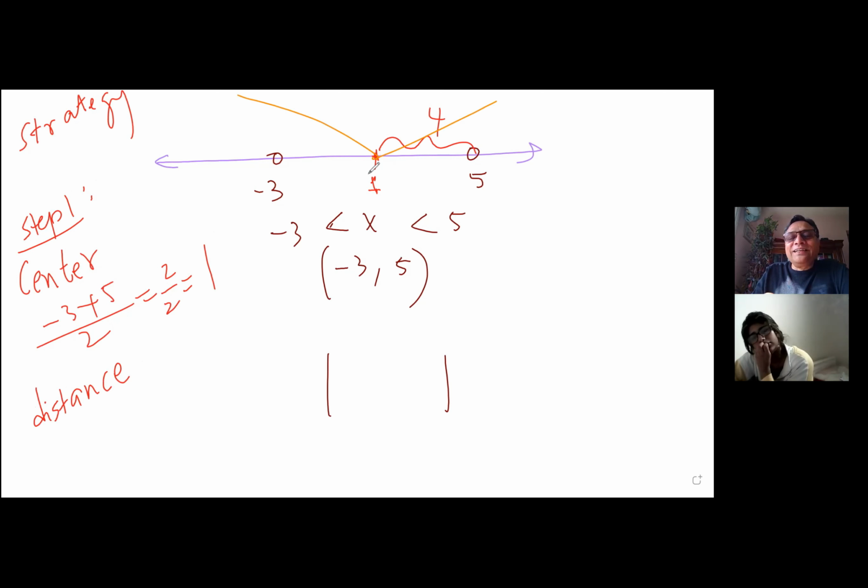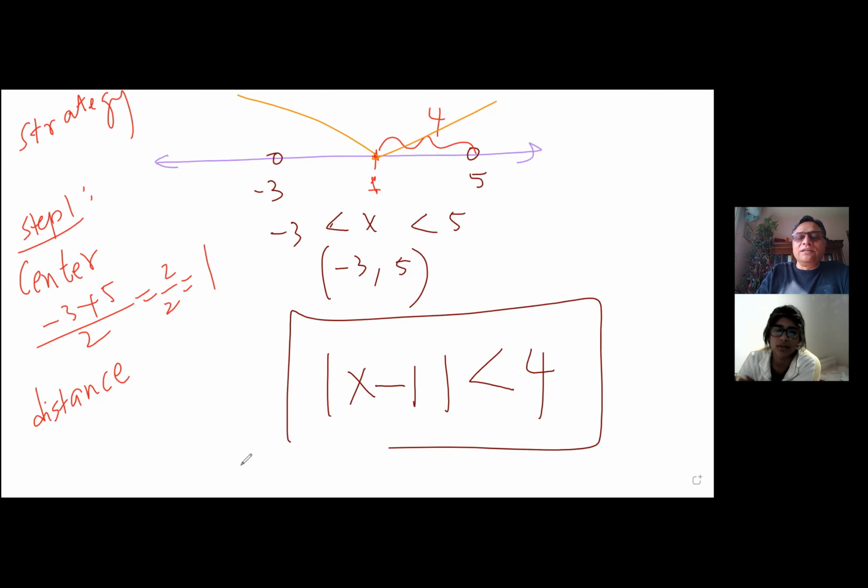So what is the absolute function which is translated 1 unit to the right? It would be absolute value of x minus 1, and it has to be less than 4. So that becomes your answer. Does it make sense? That's how you're going to do it.